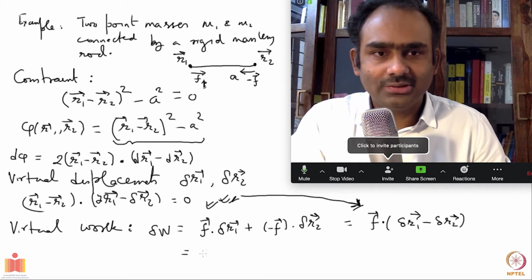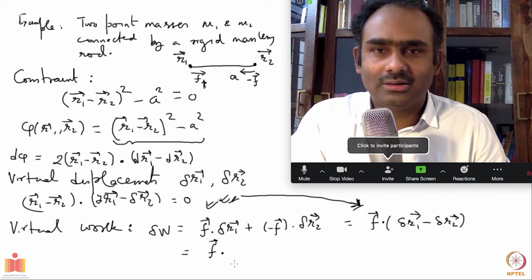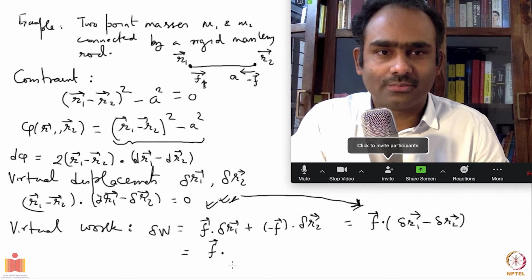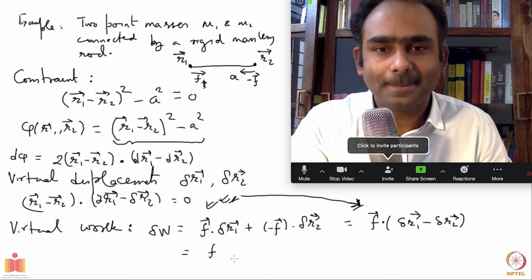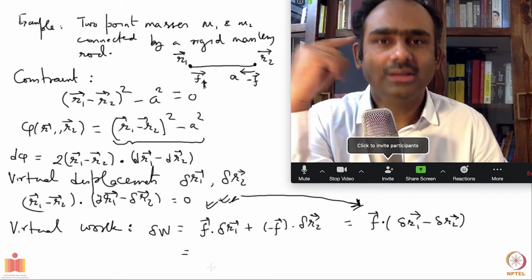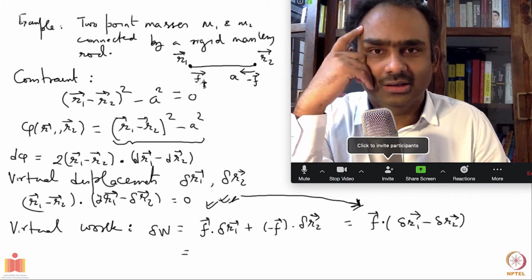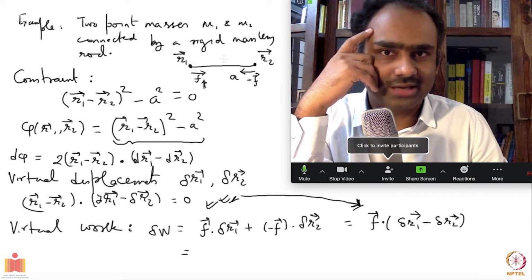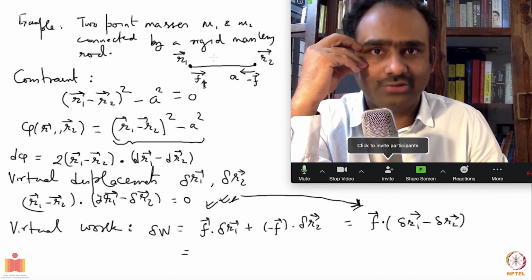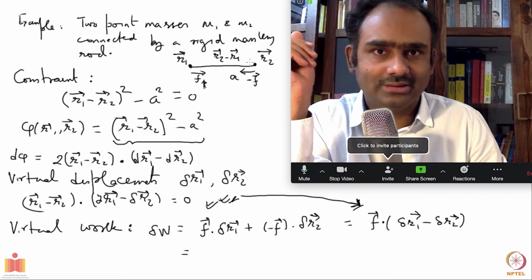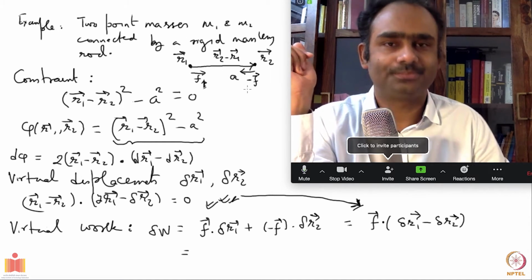So this becomes F dot. Yeah, before I do that, let me, I jumped a little bit. Up to here it's good. Now let's look at the force. The force is in this direction. And what is this direction? This is just the direction of R2 minus R1, right? This is R2, this is R1. If you subtract, that's this vector.